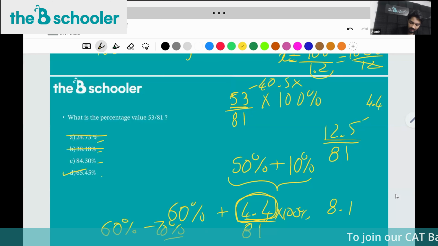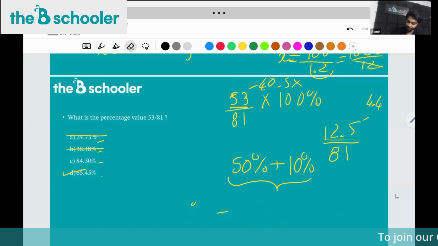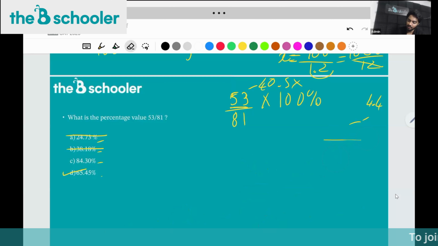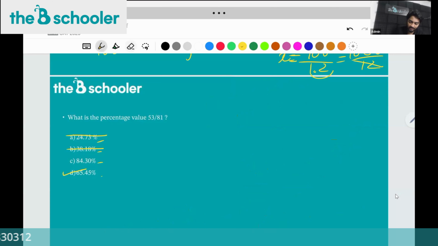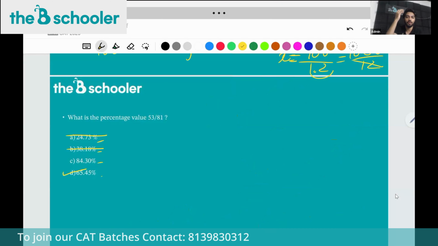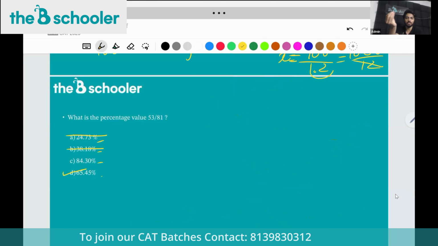Now let's say your friend comes to you and tells you, you know what, there was a class test out of 81 marks, and I got 53 marks. If he asks you roughly what percentage that is, and let's say you don't even have a calculator with you. You're going to approach it the same way. You don't have pen and paper, you don't have a calculator. You have to tell him instantly the approximate percentage of 53 out of 81.